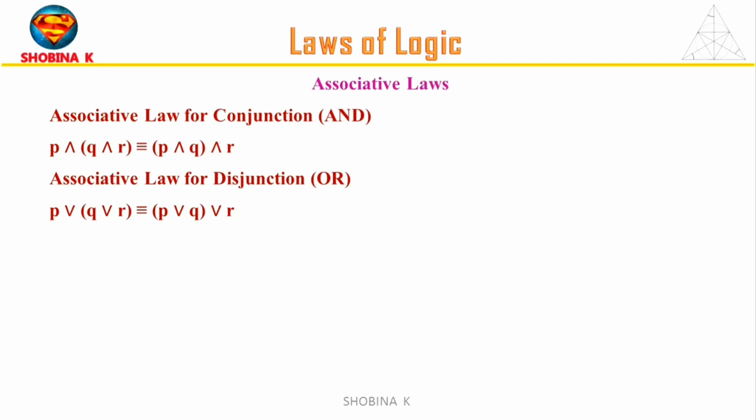And next we have (P or Q) or R is defined as P or (Q or R). This law states that the disjunction of three propositions, where you group them as either (P or Q) or R or P or (Q or R), results in the same truth value. The grouping of parentheses can be changed without affecting the outcome.